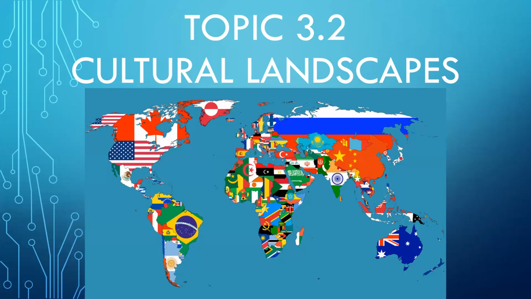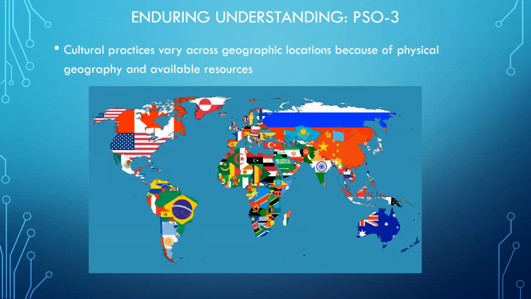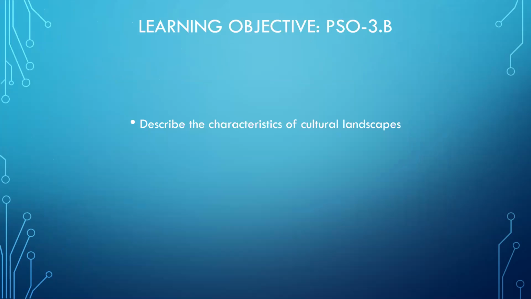So here we are, topic 3.2 now, cultural landscape. This is kind of the key topic, that sets up the rest of the unit. The enduring understanding is pretty much the same from the last topic. The learning objective is a little bit different, and it's pretty simple: describe the characteristics of cultural landscapes. Actually, it's easier said than done.